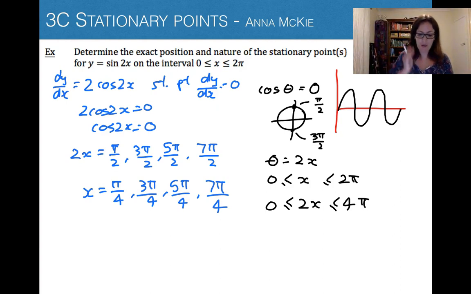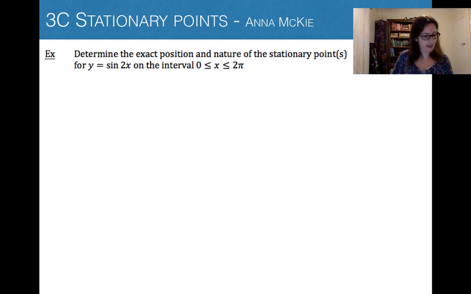Now we're not finished. We have to determine the position of each of them, that means a coordinate, and their nature. So thinking about which ones are maximums and which ones are minimums, the first and the third are maximums, and the second and the fourth are minimums. So we're going to write that neatly now.